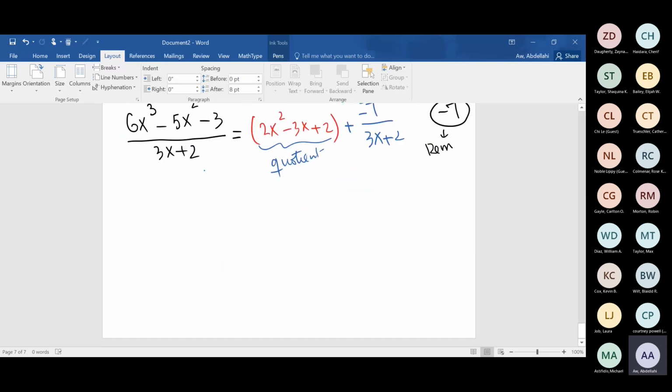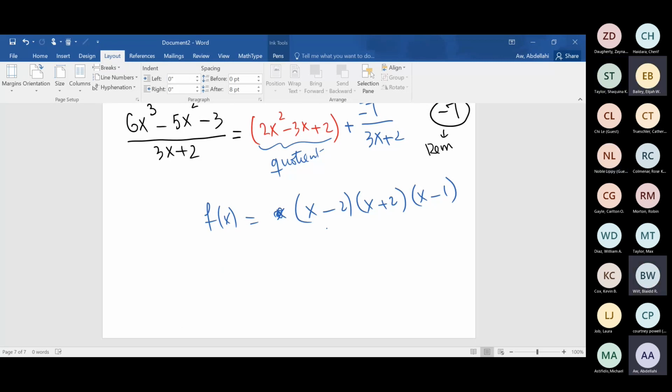You understand? You see, if I do f of x equal to x times x minus 2, x plus 2, x minus 1, is it easy to find the zeros? What are the zeros? 2, -2, and 1. Exactly. The zeros are very easy to find, 2, -2, and 1.